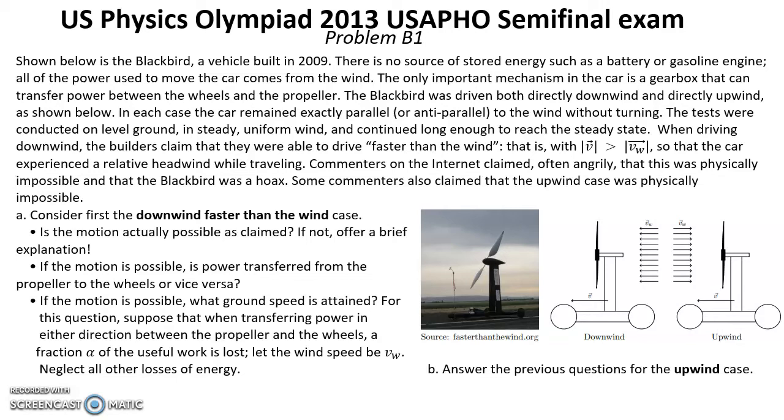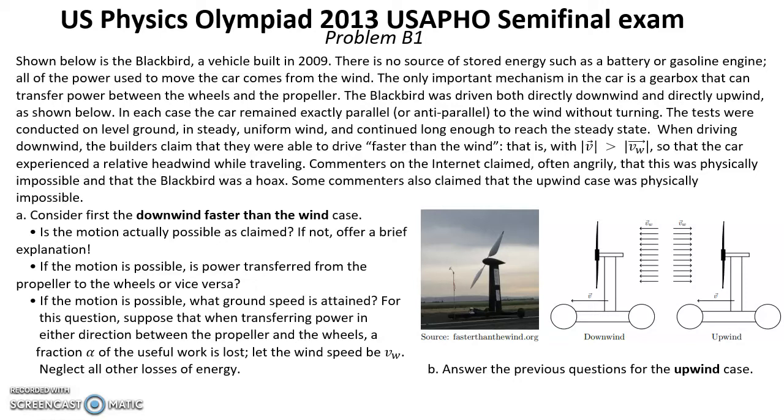Question A. Consider first the downwind faster than the wind case. Is the motion actually possible as claimed? If not, offer a brief explanation. If the motion is possible, is power transferred from the propeller to the wheels or vice versa? If the motion is possible, what ground speed is attained?